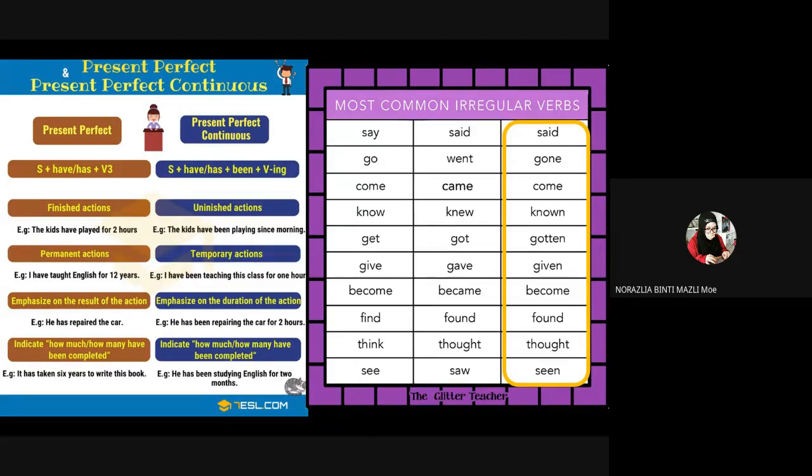Maksudnya belum habis lagi. Macam kita tengok depan rumah kita ada anak-anak jiran duk main, kita kata, oh, the kids have been playing since morning. Sekarang dah pukul 7 petang but they are still playing. Macam itulah. Okay, the kids have been playing since morning. Okay, next, temporary actions, benda yang sementara. For example, I have been teaching this class for 1 hour. Okay, temporary actions. I have been teaching this class for 1 hour.